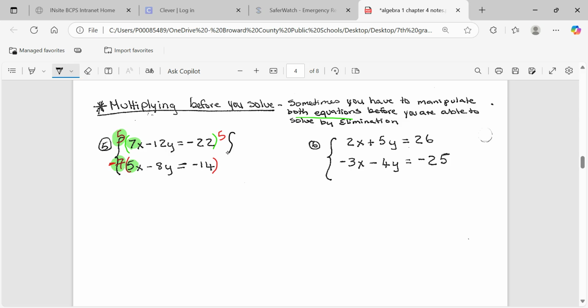Either way, I'm going to have a new set of system. If I multiply this by 5, that becomes 35x. 5 times 12 is going to give me negative 60y. And 22 times 5 is going to give me negative 110. Then my second one, I'm going to go ahead and multiply that by the negative 7.